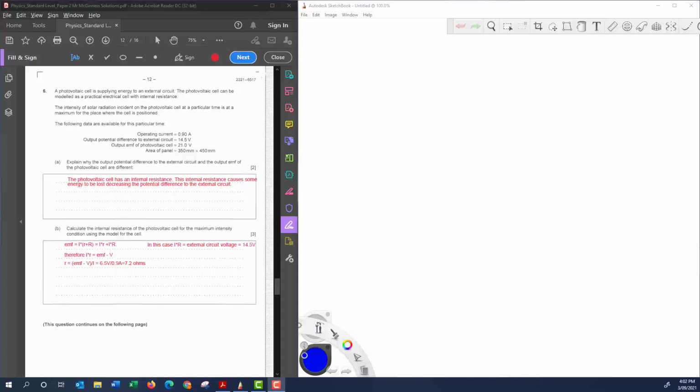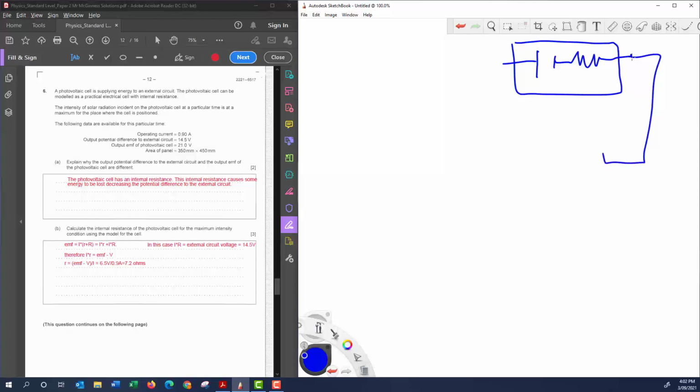But essentially, they've got a circuit where rather than having a normal battery, they've got a PV cell. But I'm still going to treat it as a battery combined with a resistance like that. All of that together is my solar cell, or my PV cell. And then there's some external resistance on the outside, like that.